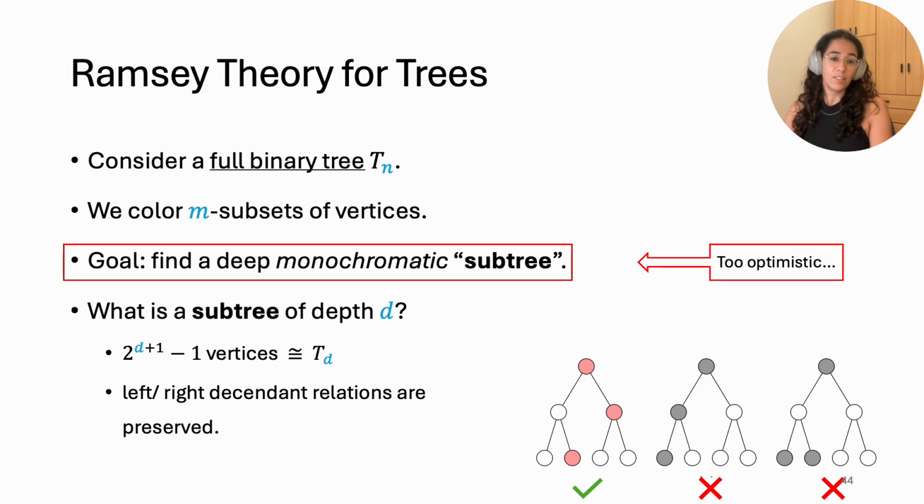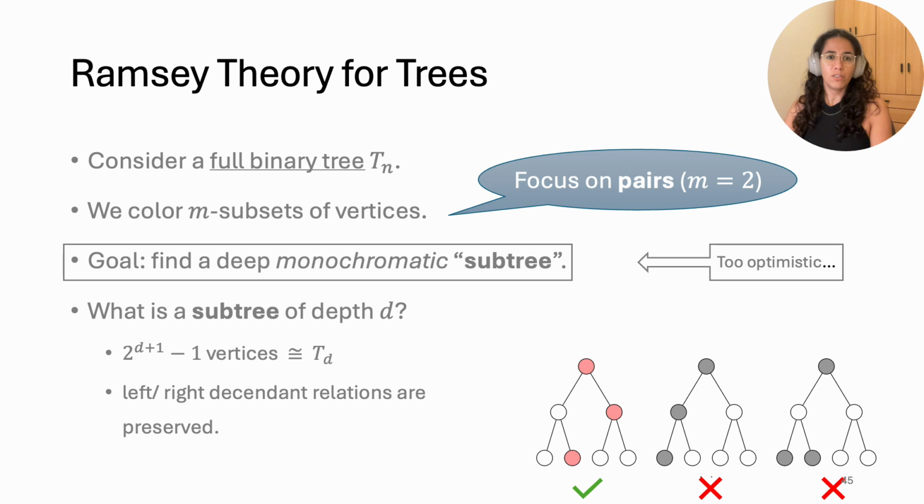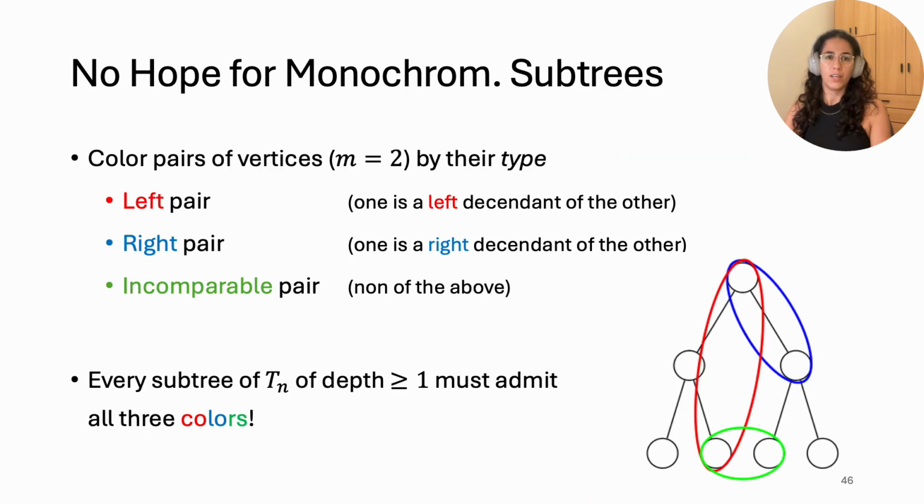Okay, as it turns out, our goal is just a bit too optimistic. We cannot always find a deep monochromatic subtree. And just for simplicity, we will focus on the case where we color pairs of vertices, i.e., m equals 2. So let's see why there is no hope for a monochromatic subtree.